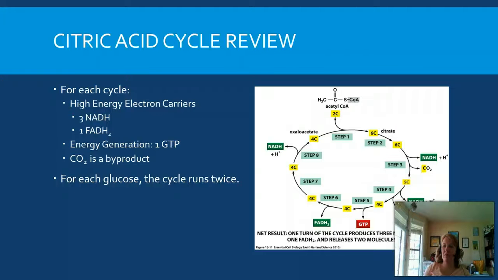So here's a review of the steps that we just talked about. For each cycle, and remember for each glucose there's 2 cycles, we get 3 NADHs and 1 FADH2. And these molecules are going to carry those high energy electrons to the electron transport chain. We generate 1 molecule of GTP, and CO2 is the major byproduct of this process. And since it's called the citric acid cycle, it's a cycle. That's the big key, it is ready to act again. And remember, this is all occurring in the mitochondria.